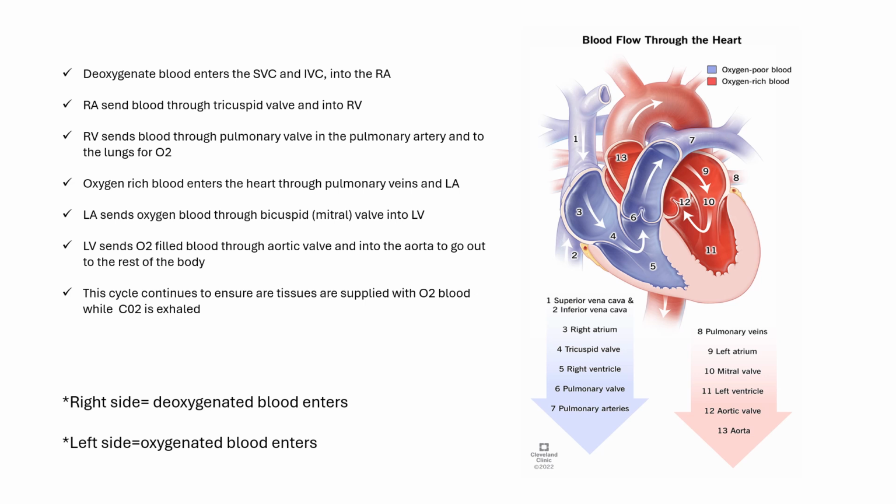The left atrium then contracts, pushing the oxygenated blood through the bicuspid, otherwise known as mitral valve, into the left ventricle. The left ventricle contracts forcefully, sending oxygen-rich blood through the aortic valve into the aorta, which distributes the blood to the rest of the body.